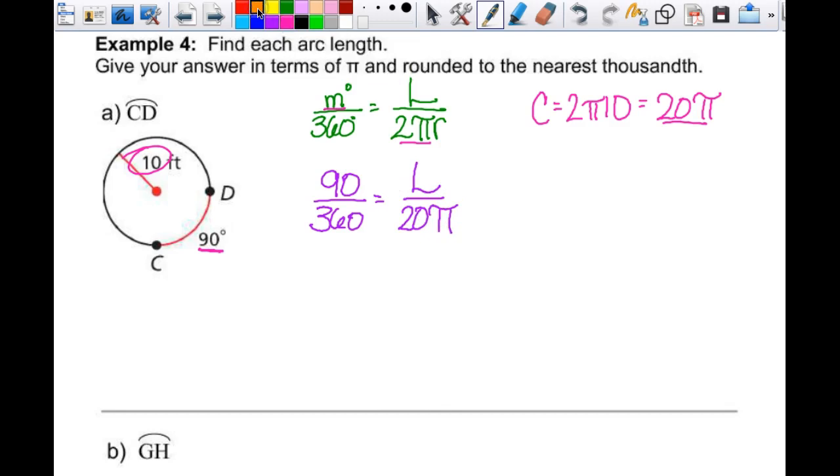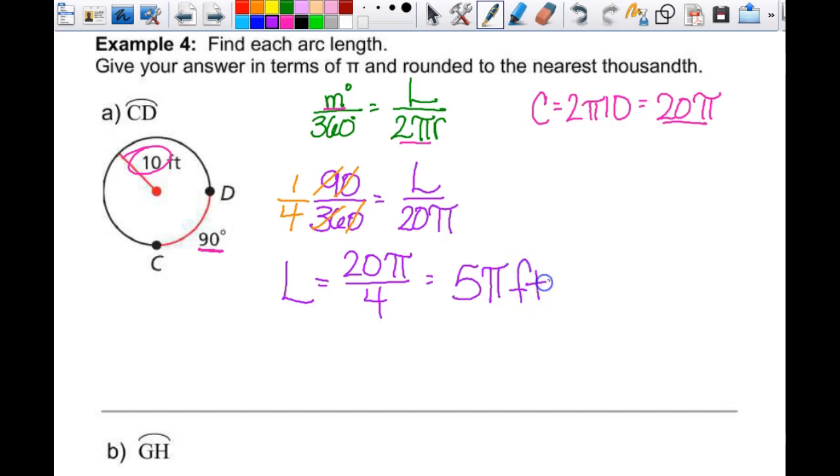So to get the exact answer, I would reduce before I cross multiply. I can knock out these zeros pretty easily. Then I've got 9 over 36. Can I reduce that? Yes. What does that reduce to? 1/4. Bless you. So 1/4. So now when I cross multiply, I'm going to get that the length is equal to 20 pi times 1, which is 20 pi, divided by 4. Can I reduce that? Yes. What does that give you? 5 pi. Yeah, gives me 5 pi. 5 pi, and what would my units be? Feet. Okay, so this is my exact answer.